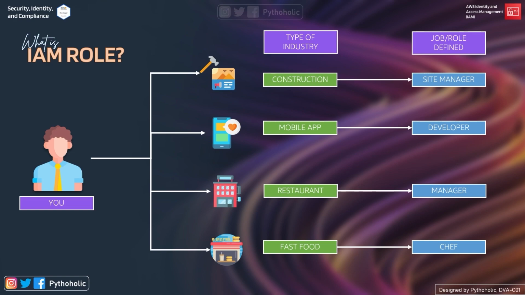Now, I'm asking you, what is your role at the place that you're working right now? Do you have an answer for that? Yes, you will be having it. Imagine that you're working at all these 4 places. But when you go to the construction site, you assume the role of the site manager. And when you go to the mobile application company, you assume the role of a developer. Similarly, it goes with the other 2 jobs as well. You have to remember this line. When you have a role, you need to assume the role, which will give you the permissions to perform your job. Now let's see what is an IAM role.